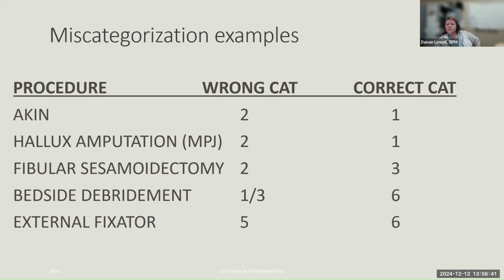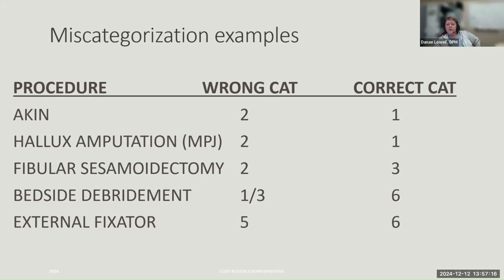Here are some common examples of miscategorizations. An ACHIN performed on the proximal phalanx is in Category 1 for digits. If a procedure is performed on the first metatarsal, the Category 1 ACHIN can be logged in addition to the Category 2 bunion. A disarticulated hallux is Category 1, not Category 2, because the procedure did not involve the first metatarsal. If a partial first ray is performed, then a single Category 2 can be logged.